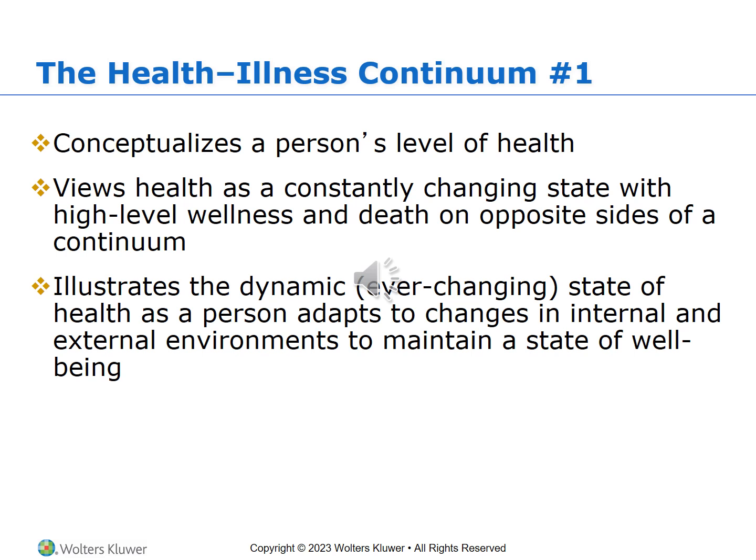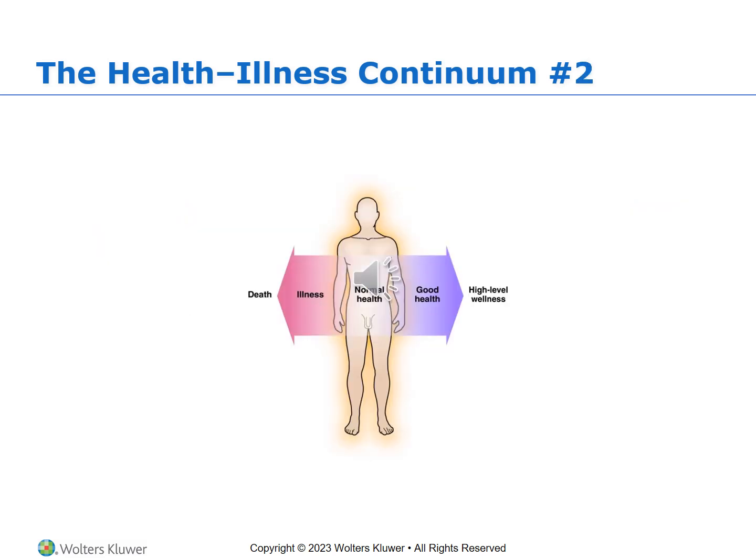So the health illness continuum, it illustrates a dynamic, ever-changing state of health as a person adapts to change in internal and external environments to maintain a state of well-being or to achieve homeostasis. This picture refers to the health illness continuum. So you have the normal, healthy person in the center. On one side, you have illness that progresses to death. Then you have good health that progresses to high level wellness.